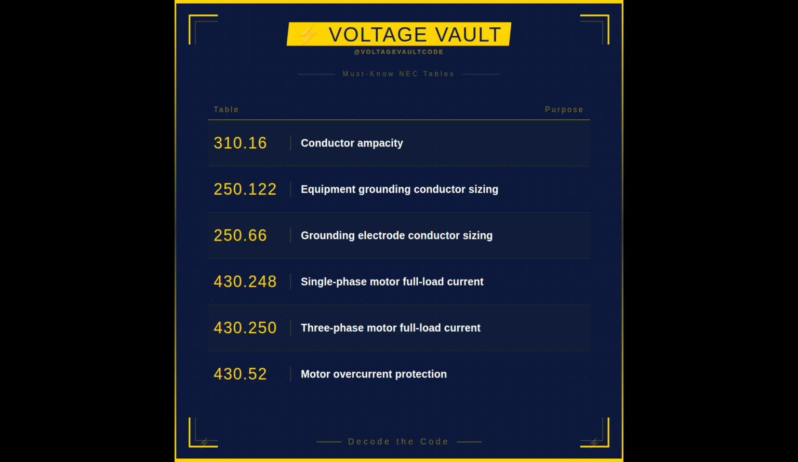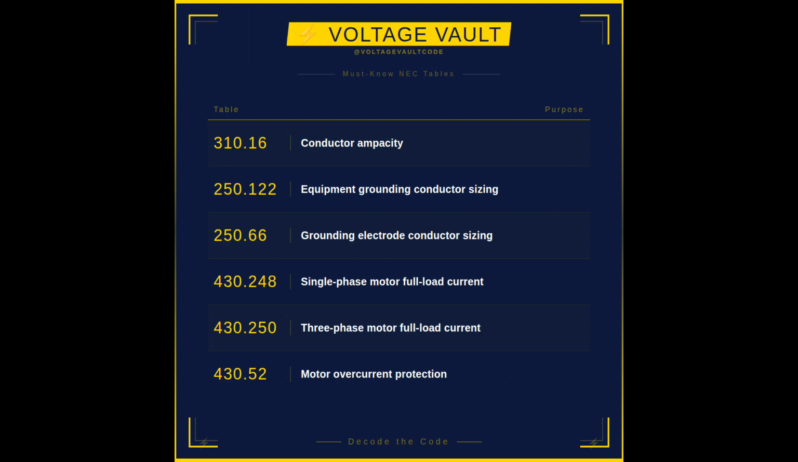Another important table is Table 430.52, which determines the maximum rating of motor branch circuit, short circuit, and ground fault protection. This table cross-references the motor type with the protective device type, so you must identify both before using it.